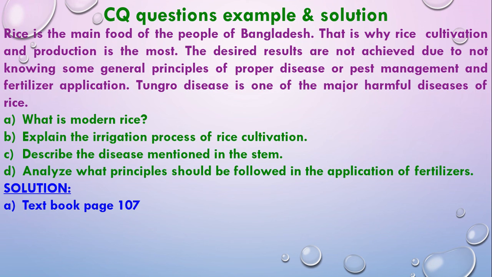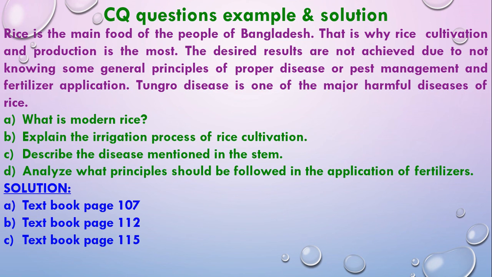Next question is, explain the irrigation process of rice cultivation. You can get this answer on page number 112 of your textbook at the bottom, where you see cultural operation, which is irrigation. Next is describe the disease mentioned in the stem. The disease here is Tungro disease. So you can get this answer on page number 115, where you can see one table, and in the second row of the table you see the Tungro disease causes, symptoms and control measures. So you have to explain 3 points.